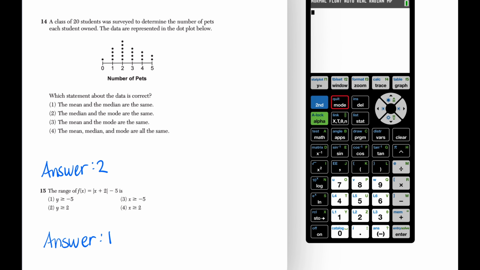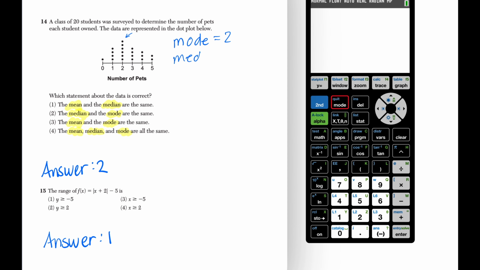All right, let's look at number 14. A class of 20 students were surveyed to determine the number of pets each student owned. The data are represented in dot plots. Which statement about the data is correct? Notice that these are just asking me about central measures, mean and mode and things like that. We can determine by sight what the mode is. Our mode is 2, our most frequent.